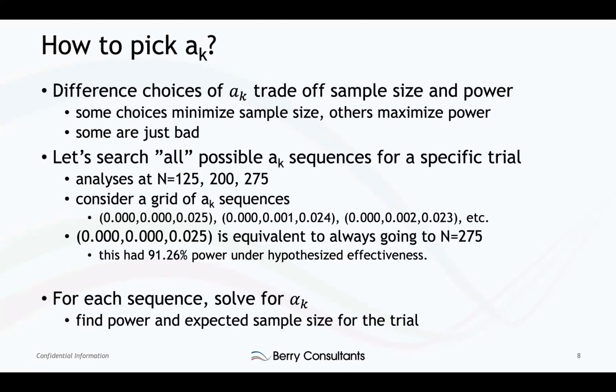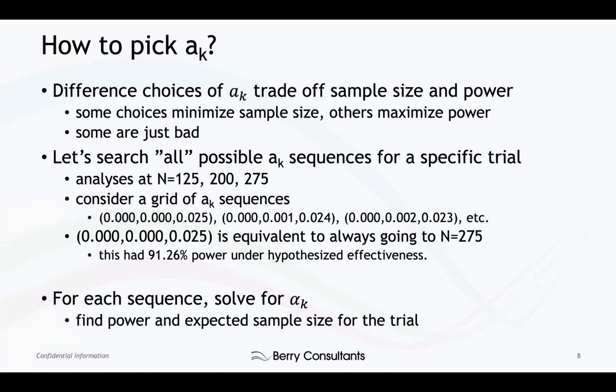One of the things that people often ask here is, what is the right choice of alpha k? Should I spend my alpha early? Should I do it late? I've just indicated people do tend to conserve it for later, so let's talk about why people would do that. This is an example trial that we looked at a while back. It had possible analyses at 125, 200, and a maximal sample size of 275. So we decided for exploration that we would consider every possible way to pick the alpha ks.